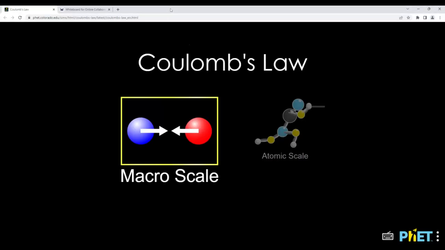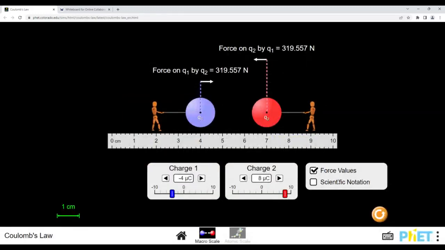All right, let's go ahead and look through some of the information necessary to complete Lab 11. So this one's over Coulomb's law and has to deal with the charges, electrical charges, and how they push and pull on each other depending on size, distance, and type of charge. So this link is available several places, even inside the quiz itself. We're going to use the macro scale version of it.